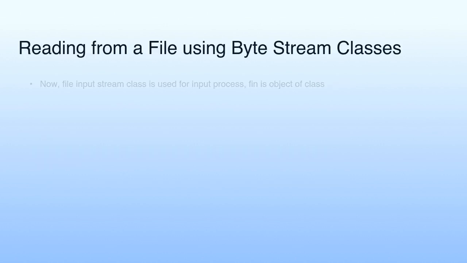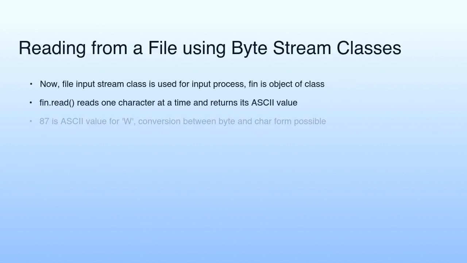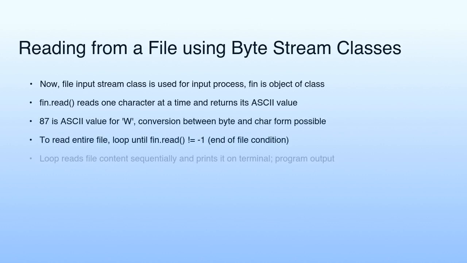For the input process, we use the FileInputStream class. The object fin reads one character at a time and returns its ASCII value. For example, 87 is the ASCII value for W, and conversion between byte and character form is possible. To read an entire file, we loop until fin.read returns -1, which indicates the end of the file. The loop reads the file content sequentially and prints it on the terminal.